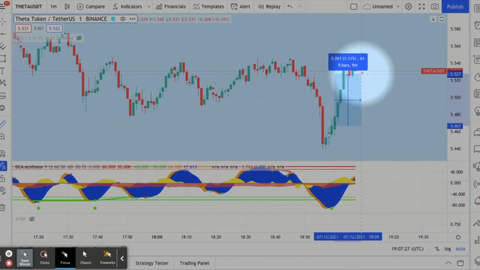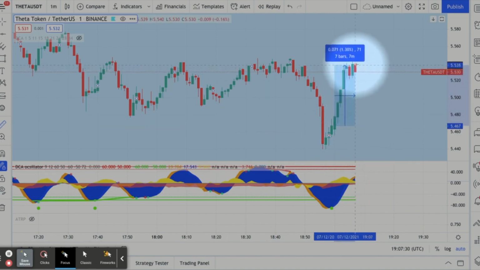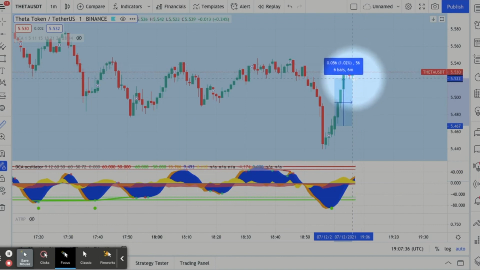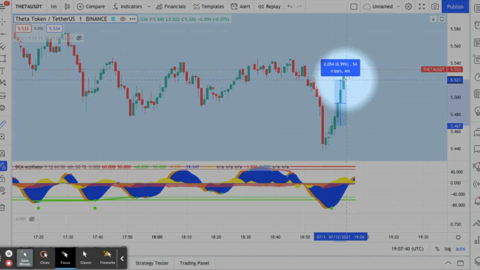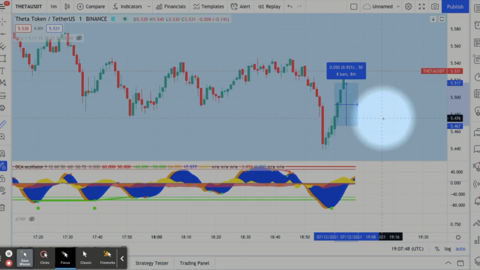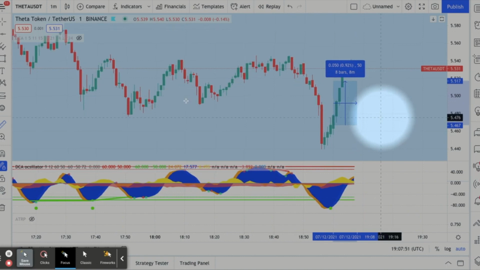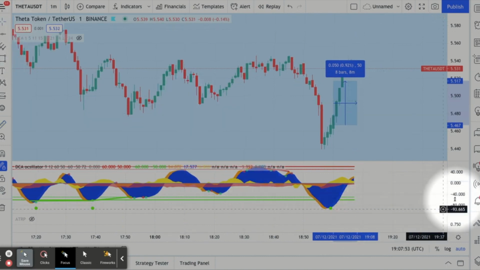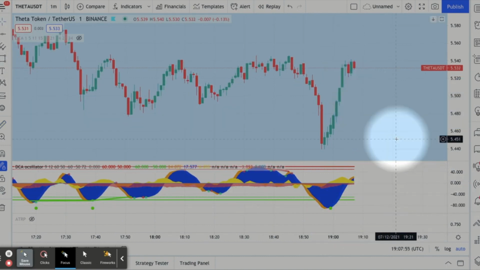So it's looking like we could have gotten, again, we'll do 1%. We could have gotten it in 3 minutes. 1% in 3 minutes. So this is one of the reasons why I use this strategy. This is one of the reasons why I use these power tools.